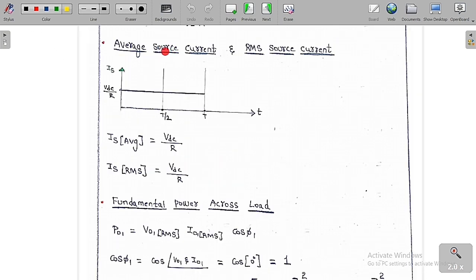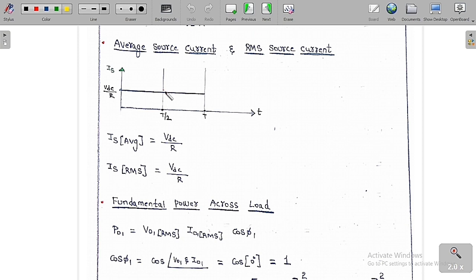Similarly, I want to find the average source current and the RMS of the source current. You can see clearly the source current during 0 to T by 2: S1 and S2 are on. Therefore the source current is equal to the load current, which is plus VDC by R.